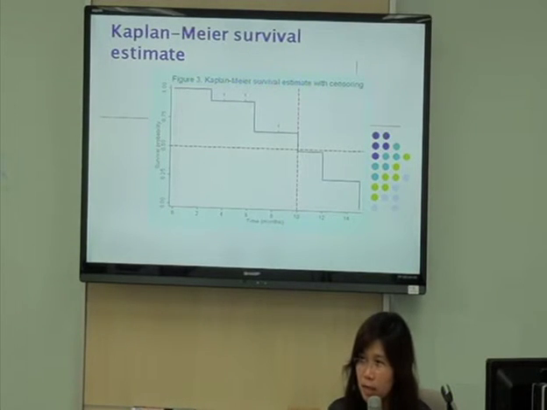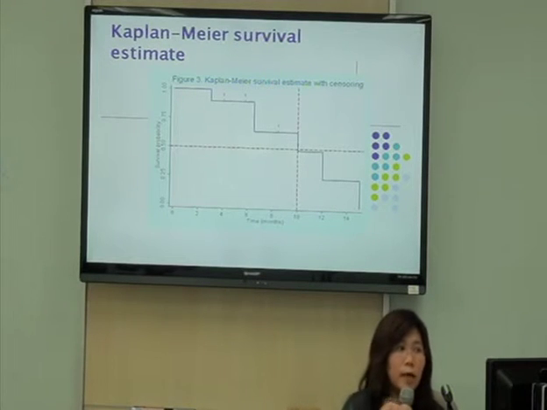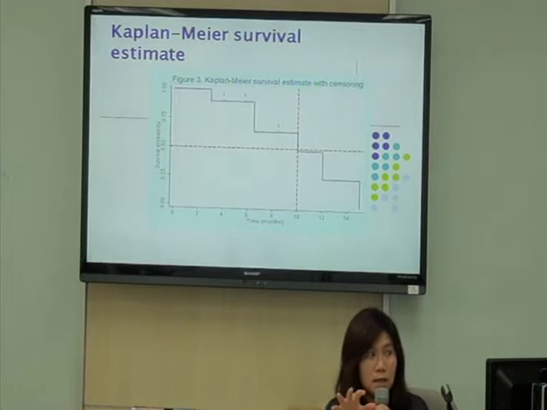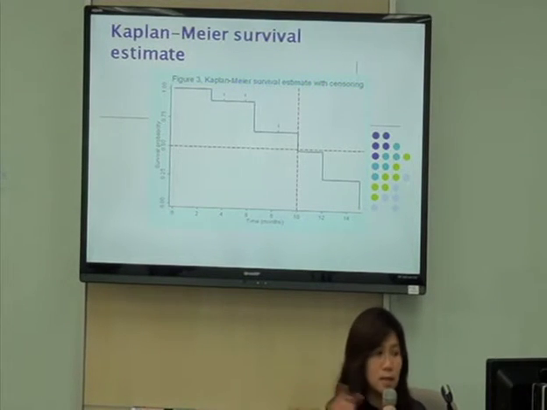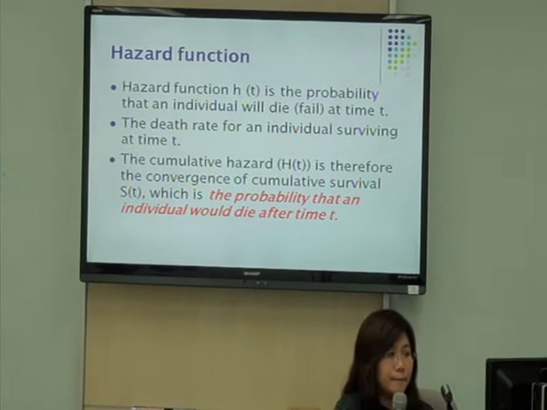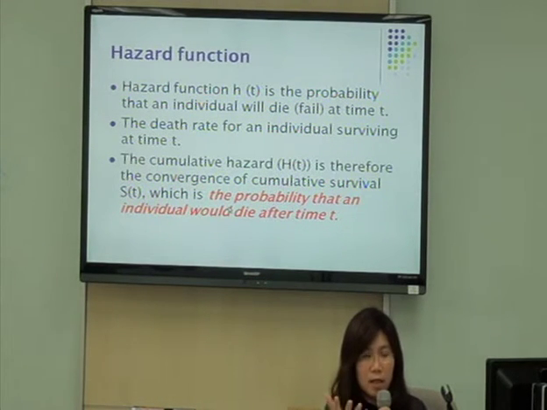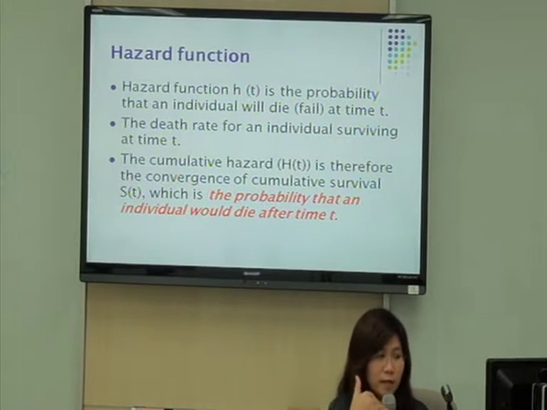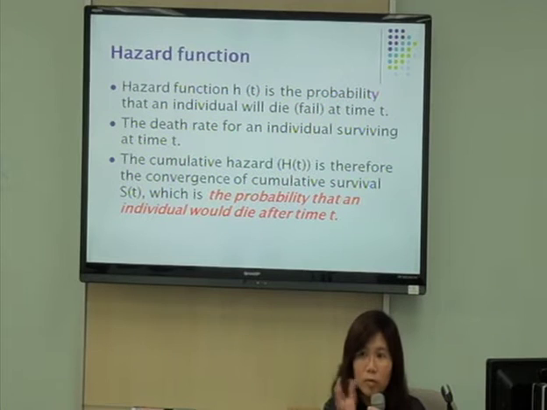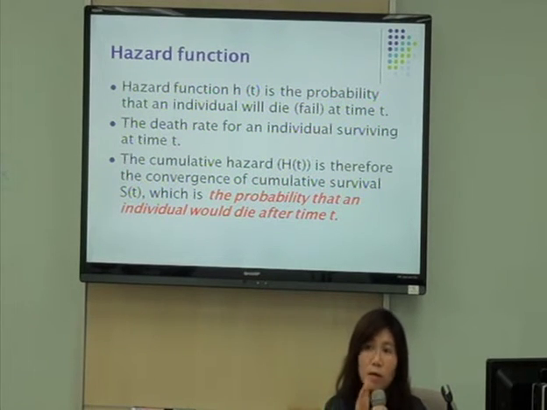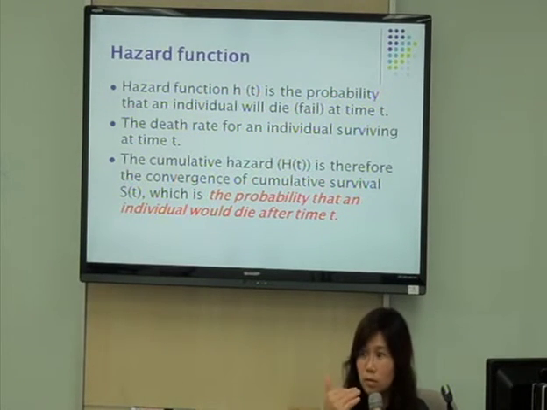Anyone confused about this? No? Okay. So right now, when you learn about survival analysis, mostly the teacher will teach you Kaplan-Meier survival estimation, which is modified from life table analysis. And like I told you, the hazard function, or cumulative hazard function, is another one that is reciprocal to the survival function, because it is the proportion or probability that an individual will die after time t. For the survival function, the individual will survive after time t. So it's reciprocal. Okay.